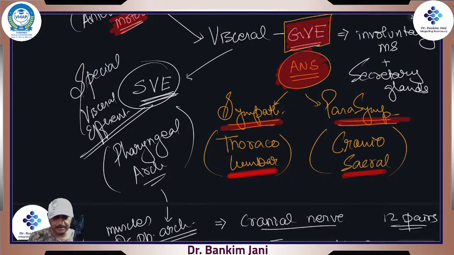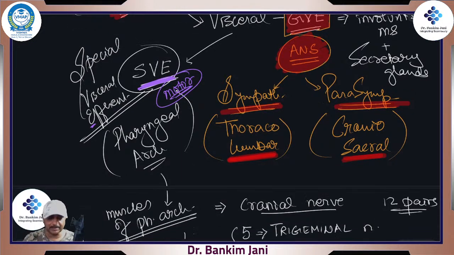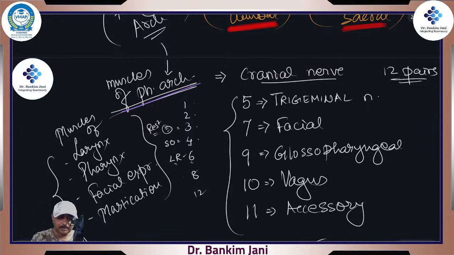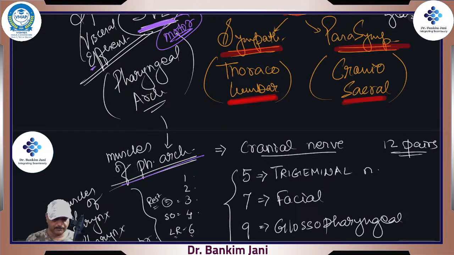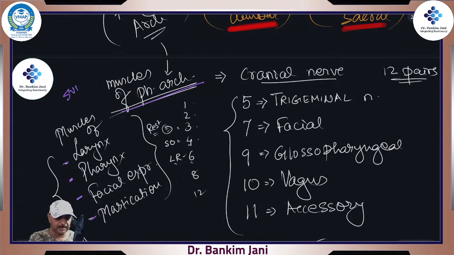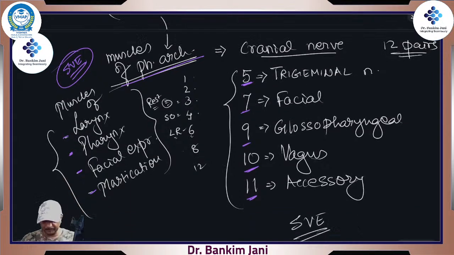When it comes to special visceral efferent, these are motor, right? They are for those pharyngeal arches, the muscles which are developing from the pharyngeal arches. Which muscles are we talking about? Well, they are for the larynx, pharynx, facial expression, and the muscles of mastication. These are the muscles which have been given a special privilege in the form of special visceral efferent. They are handled by cranial nerve number 5, 7, 9, 10, and 11: trigeminal, facial, glossopharyngeal, vagus, and accessory. Out of all 12 pairs of cranial nerves.